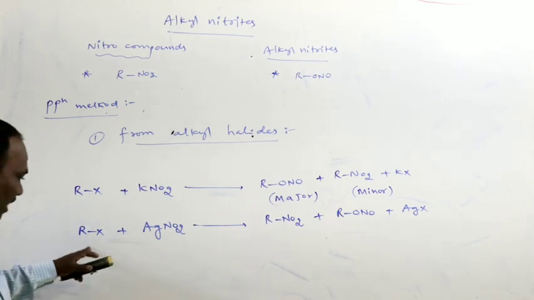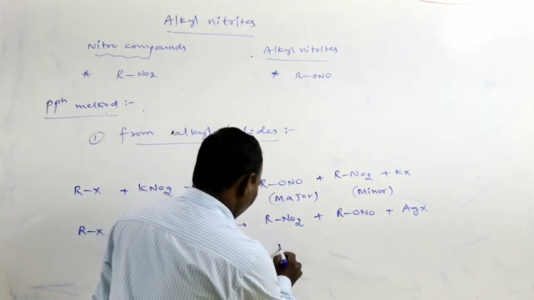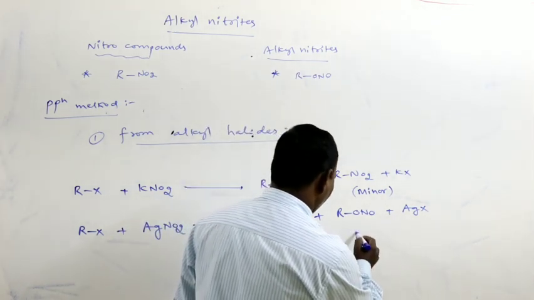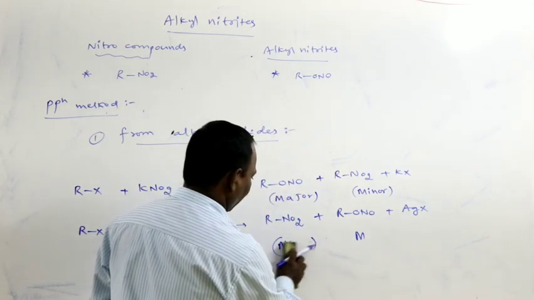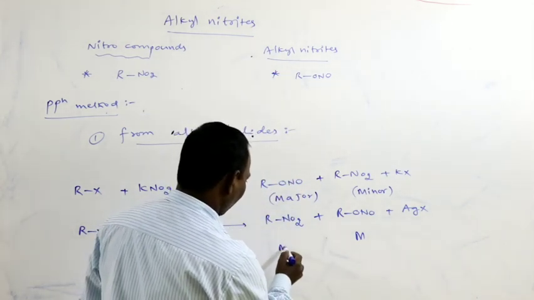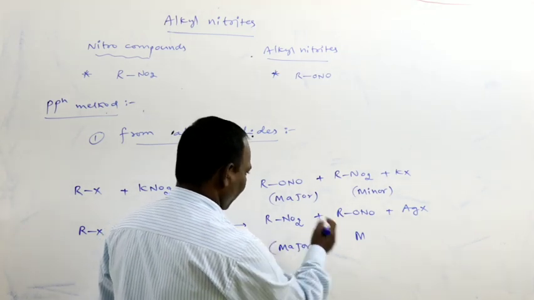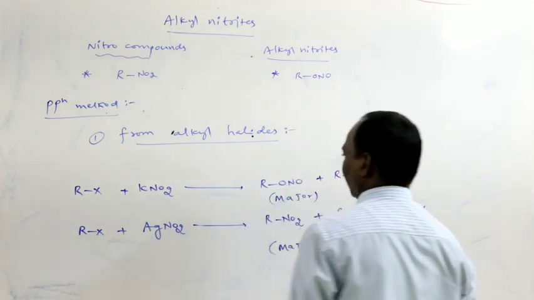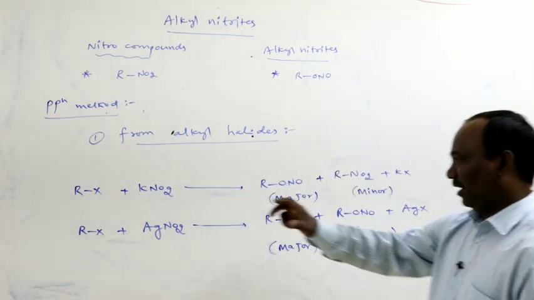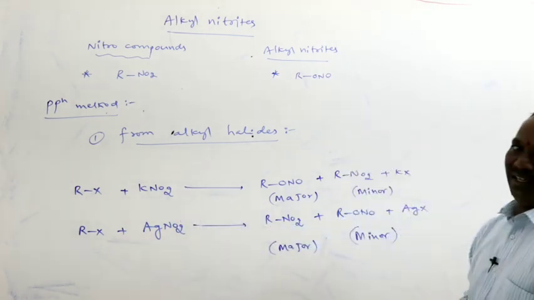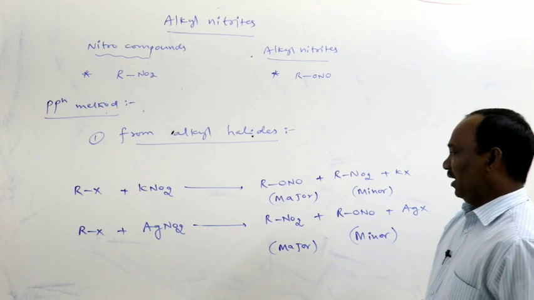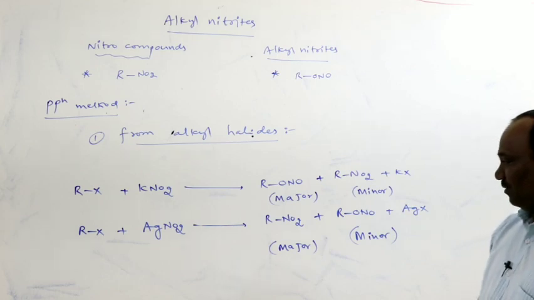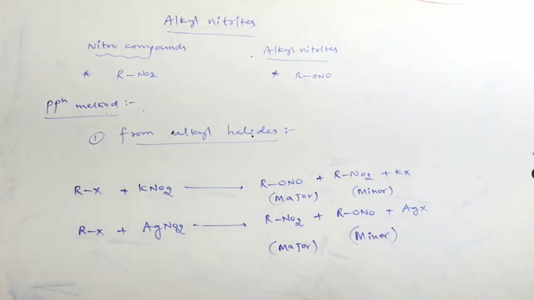If silver nitrite is added to the alkyl halide, nitroalkane is the major compound, and alkyl nitrite is the minor compound. Okay, this is the main difference. When alkyl halides react with KNO2, they give alkyl nitrites and nitroalkanes. If alkyl halides are treated with AgNO2, RNO2 plus RONO.